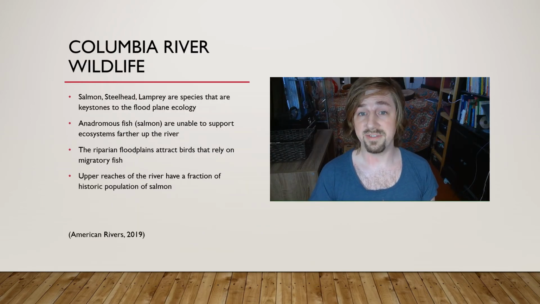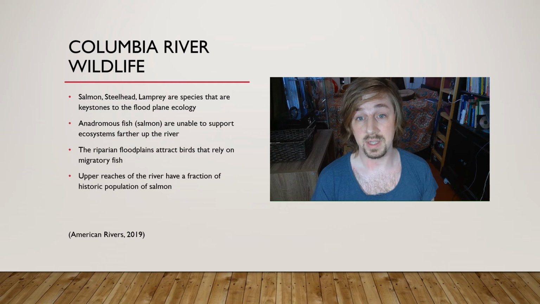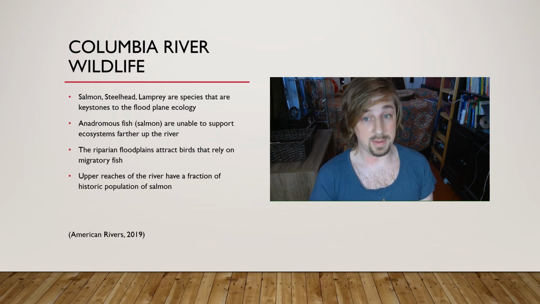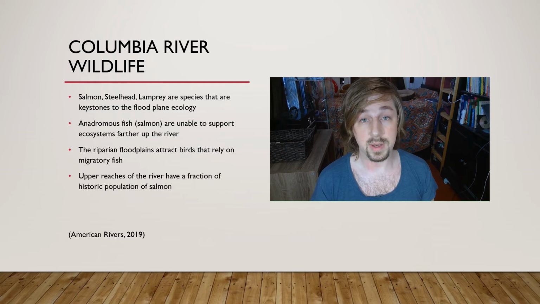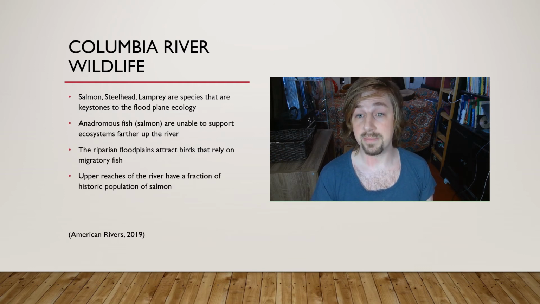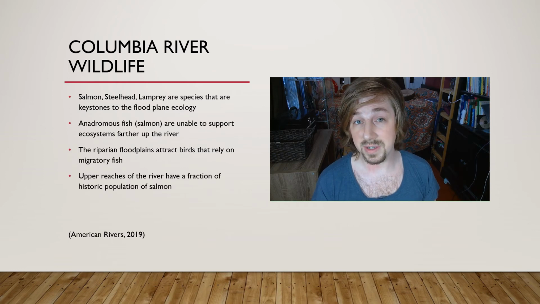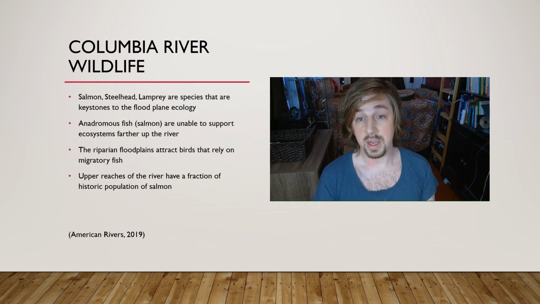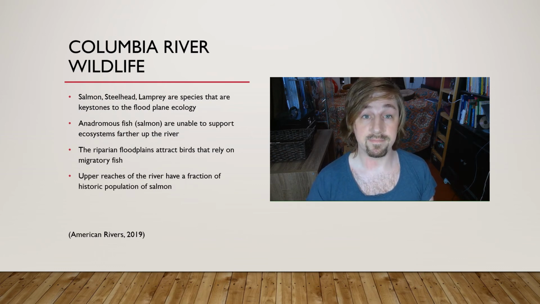Columbia River wildlife. Salmon, steelhead, and lamprey are species that are keystones to the floodplain ecology along the river. Anadromous fish, such as salmon, are unable to support ecosystem farther up the river because of dams. The riparian floodplains attract birds that rely on migratory fish, like salmon, and the upper reaches of the river have a fraction of the historic population of salmon.